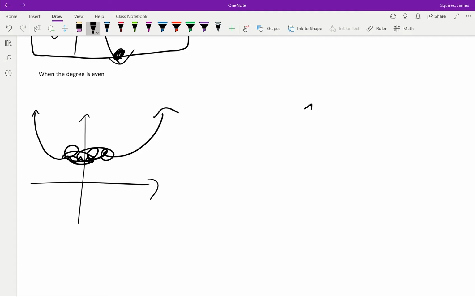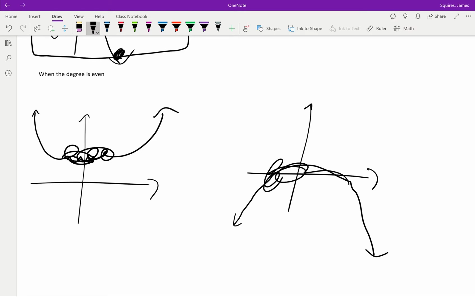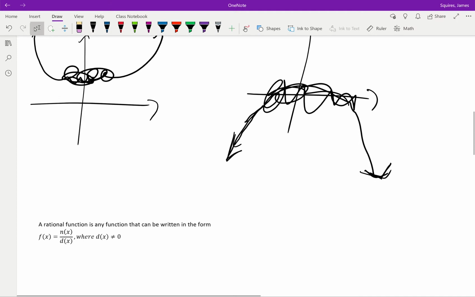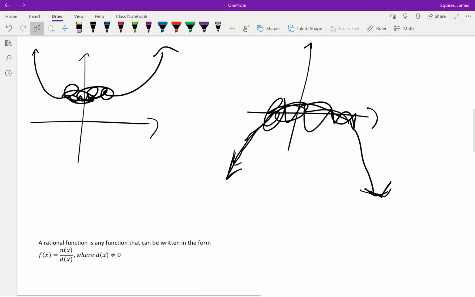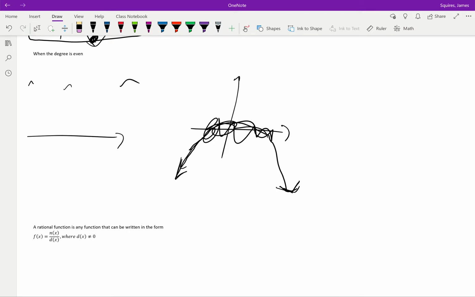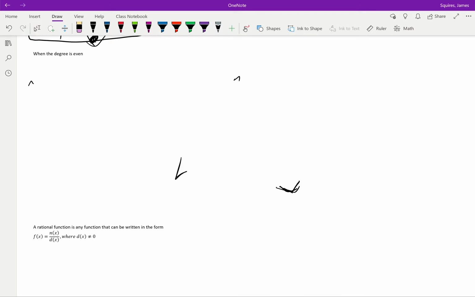Or maybe it'll start in the lower left-hand corner and it'll eventually end in the lower right-hand corner. And who knows what happens in the middle? Well, right now we're not really interested in that much. It's just that at the extreme values of x, they're going to end up approaching the same value of y, some very large positive value of y or some very large negative value of y. And when the degree of our polynomial is odd, we're going to have a different situation. So that was dealing with even degrees.